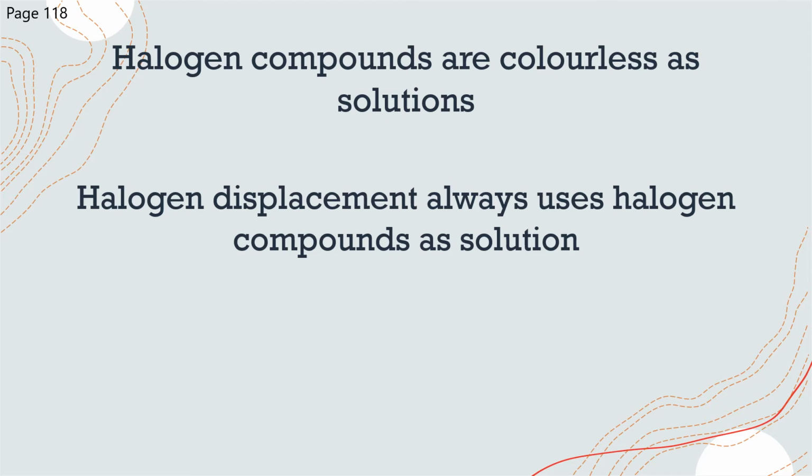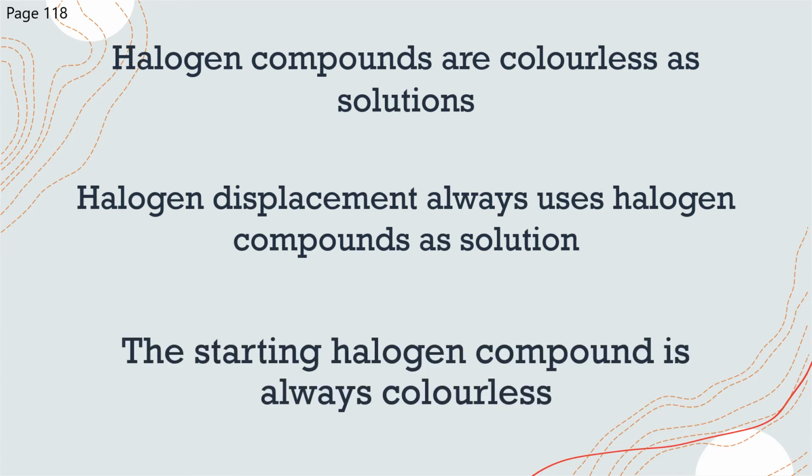The second thing then is that halogen displacement always uses the halogen compounds as solutions, as I've just said. So when you're looking at a displacement reaction and you're trying to identify the colour of the halogen compound, it will always be colourless because it will be in solution. The starting halogen compound is always colourless.